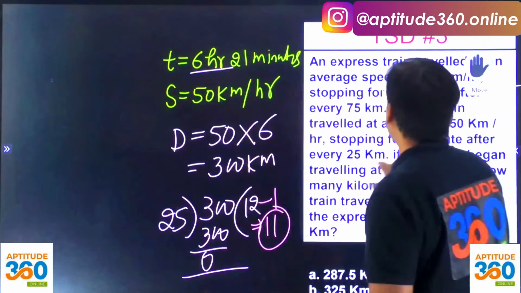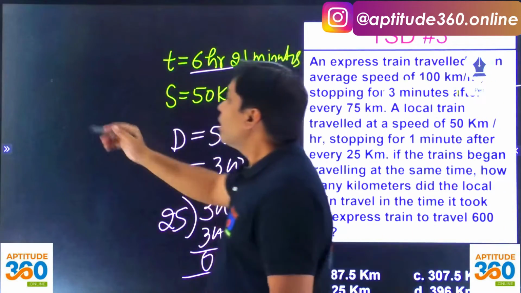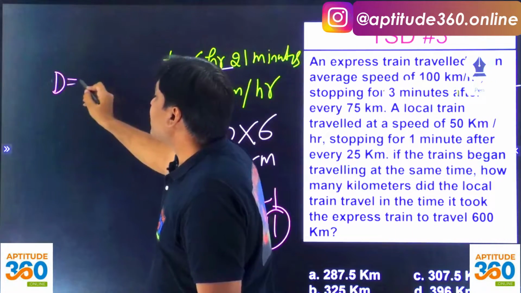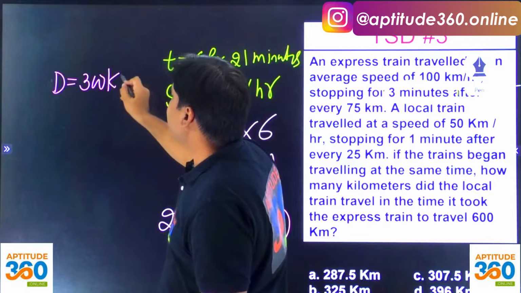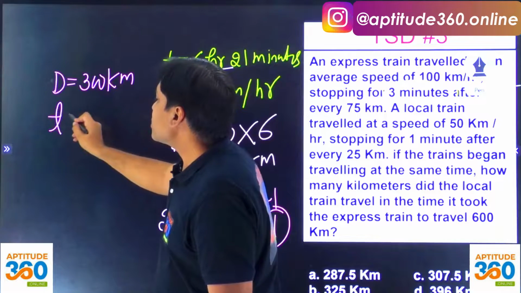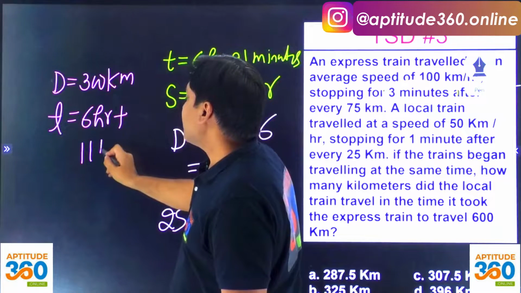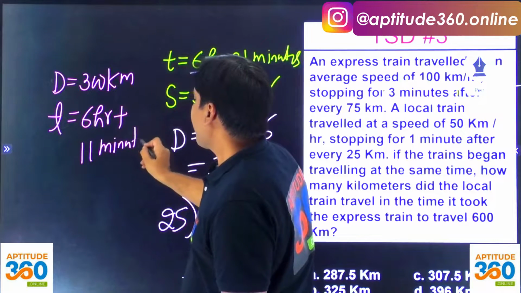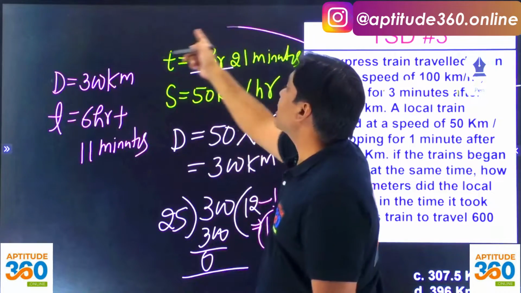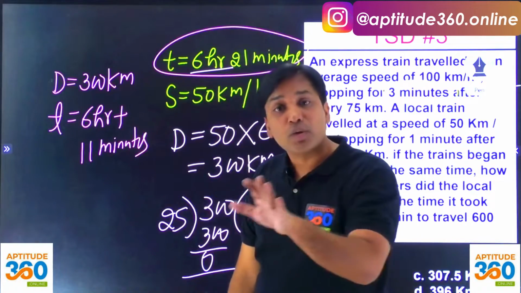In order to travel, अब डिस्टेंस ये कितना ट्रेवल कर गया 300 किलोमीटर तक पहुंच गया. And what is the travel time? 6 hours plus 11 minutes. Do you understand this? And what is the total travel time that we have? We have only 6 hours 21 minutes.